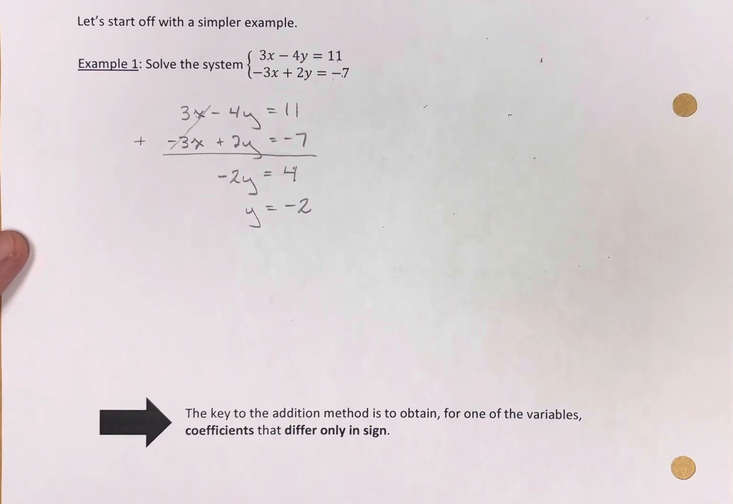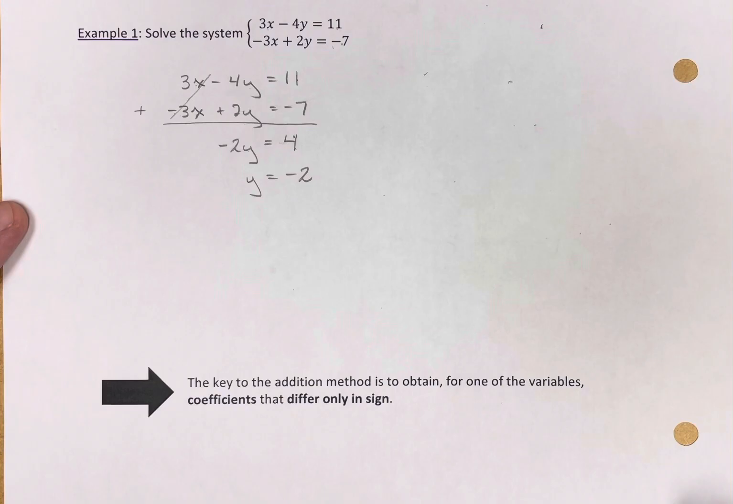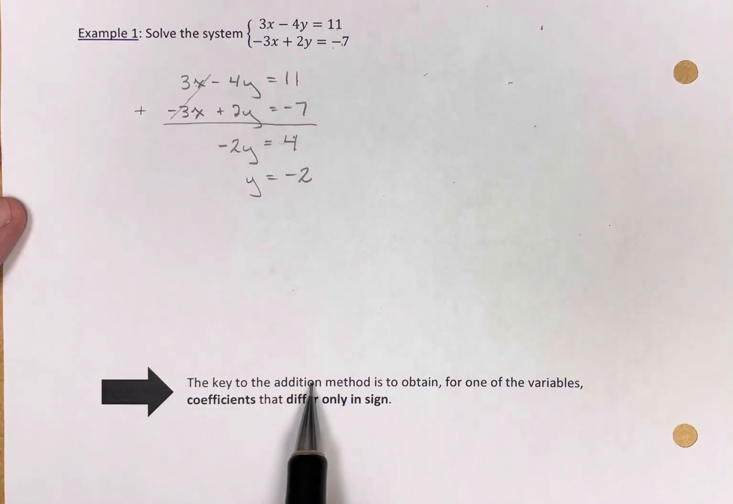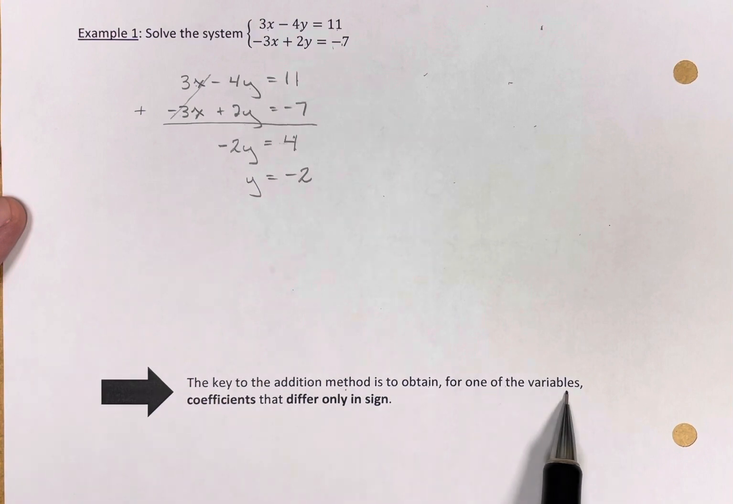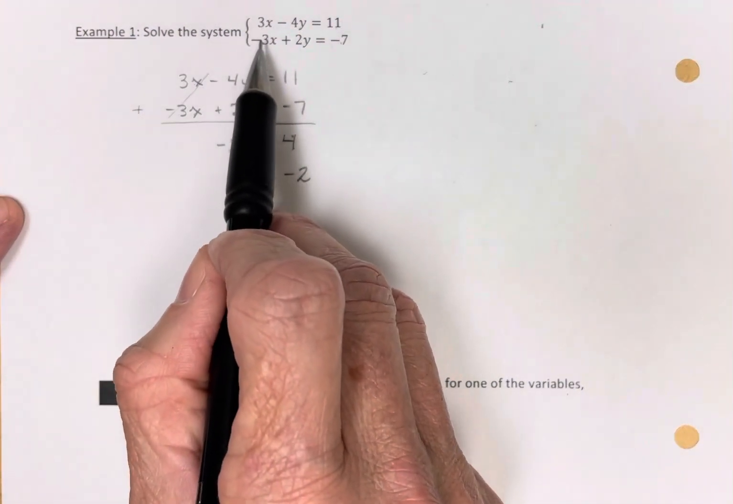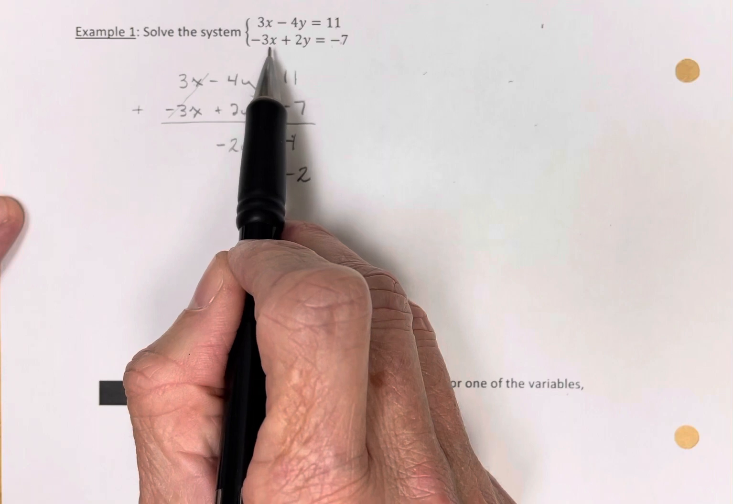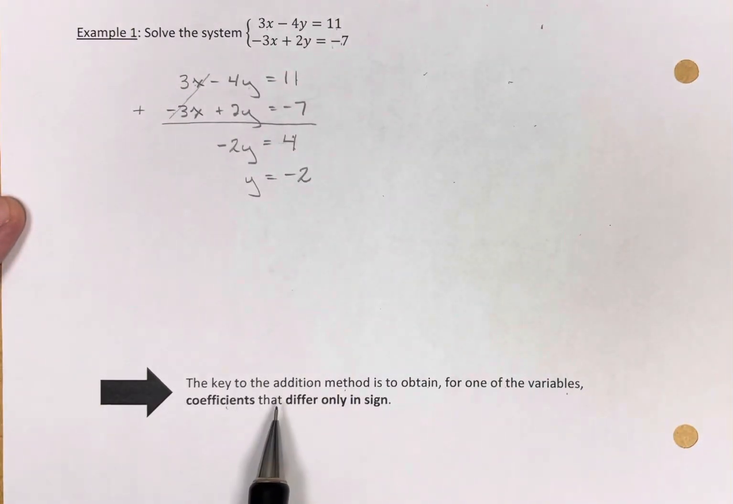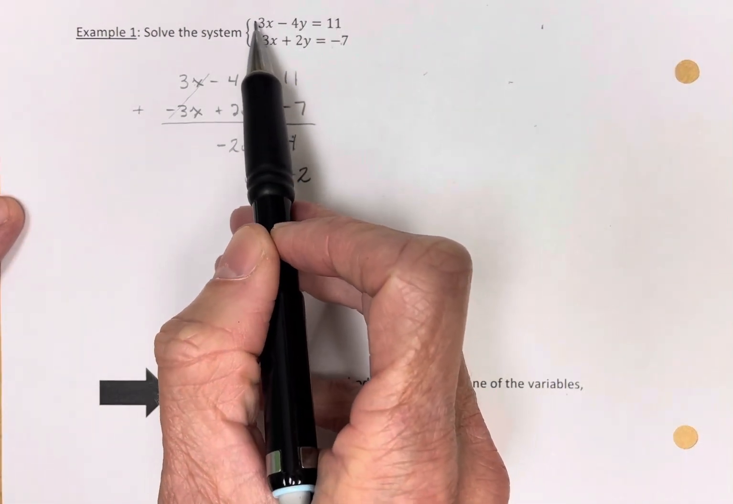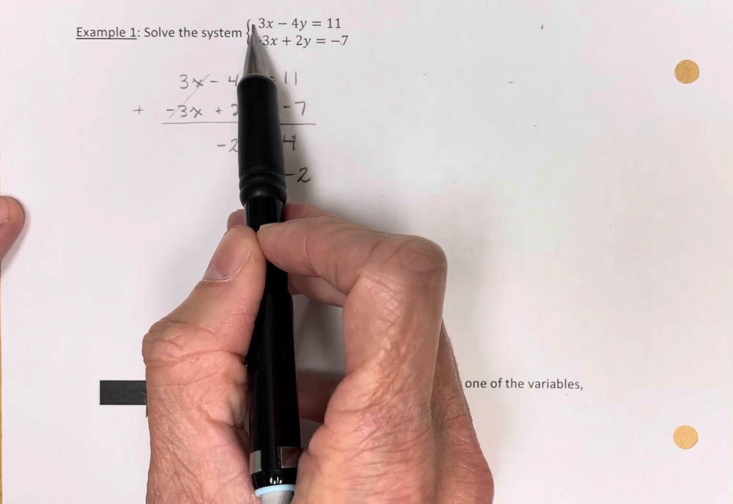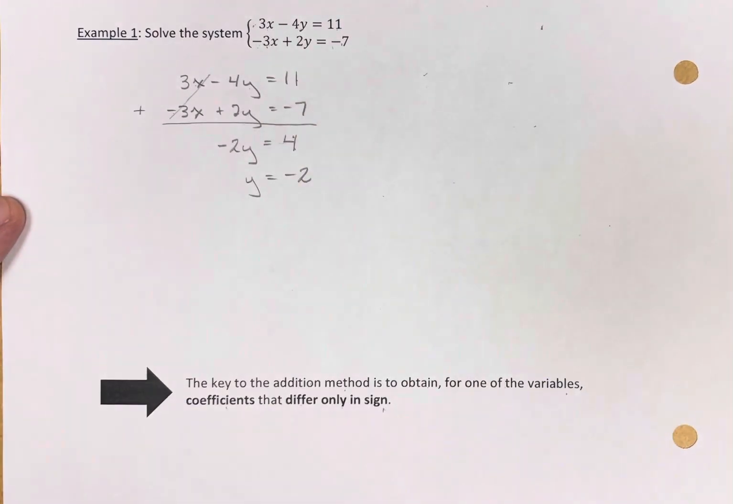So I come down a little bit and I got a little arrow here, a big arrow I should say. The key to the addition method is to obtain for one of the variables, and this was already obtained for the x variable, coefficients that differ only in sign. The coefficients are both 3, and they only differ in their sign. This is a +3, and this is a -3. And that's the key to making this work.